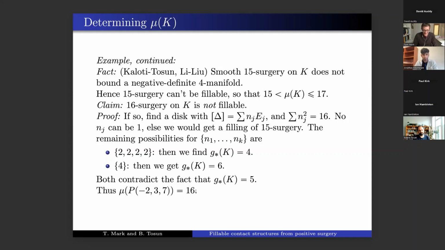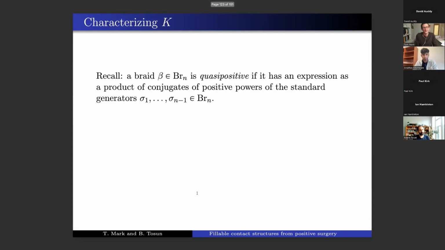So this should say 17. Sorry, we just proved that 16 surgery is not fillable, right? So mu of the pretzel knot is 17. Okay, fun. All right, so let's come back to this quasi-positive thing.